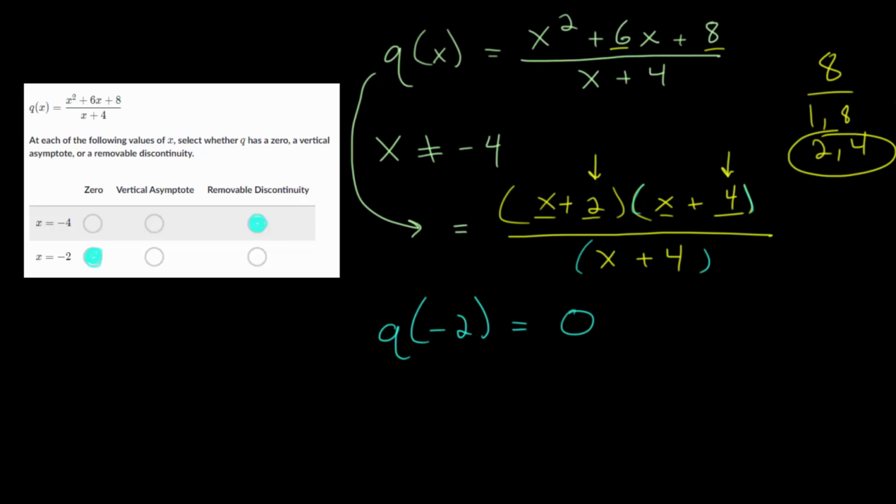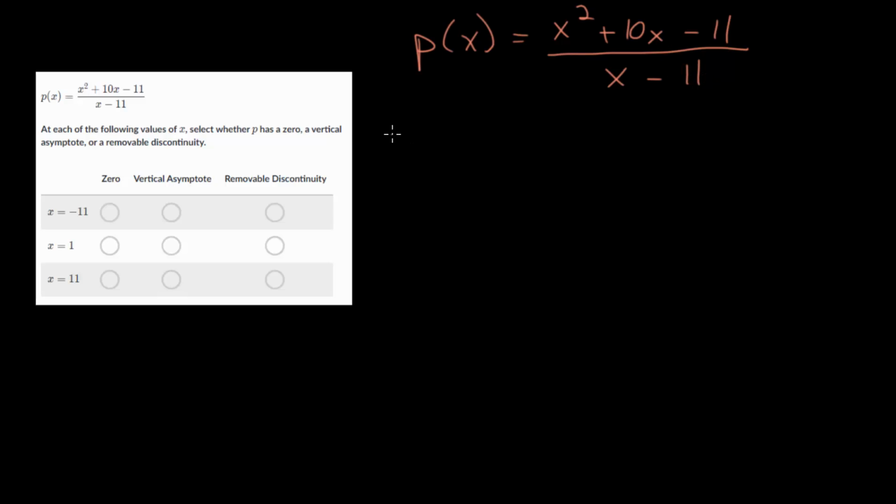So let's do one final problem. And we have this function p of x is equal to x squared plus 10x minus 11. And we have x minus 11 in the denominator, which tells us right away that x cannot be 11, since if we plug in 11 here, we get 0 in the denominator, which we cannot divide by. So that's either this asymptote or the removable discontinuity.